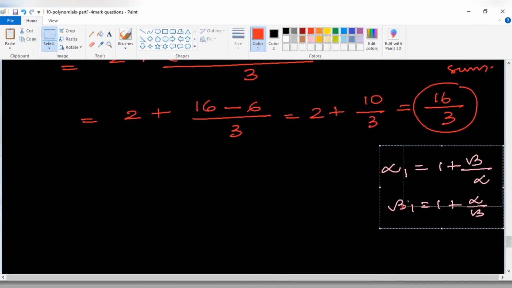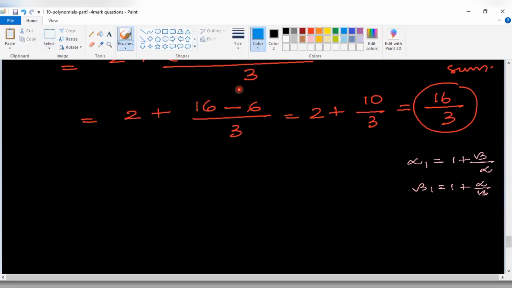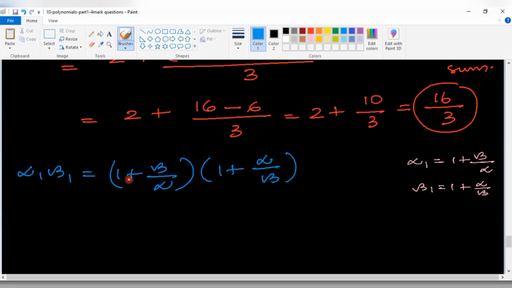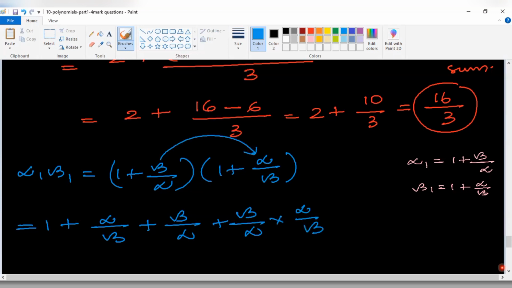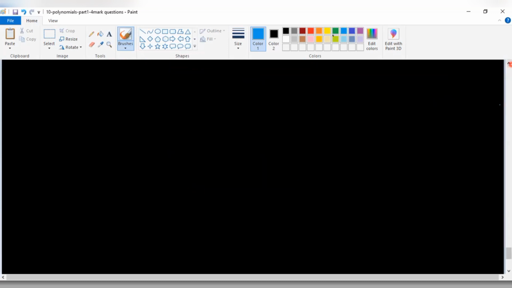So now we want alpha 1 into beta 1. 1 plus beta by alpha into 1 plus alpha by beta. Just opening the bracket, 1 into 1, 1. 1 into alpha by beta plus beta by alpha into 1, beta by alpha plus beta by alpha into alpha by beta. Okay, this is the product of the zeros.